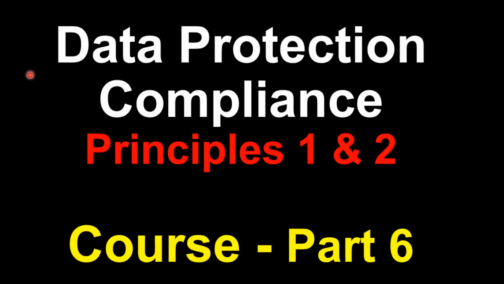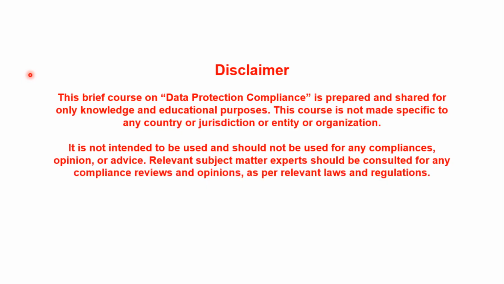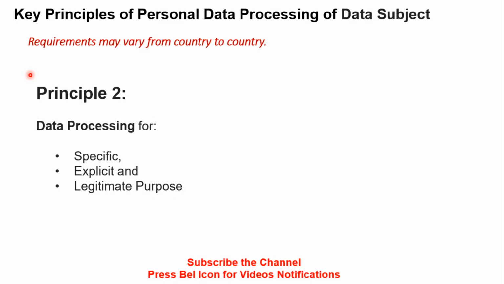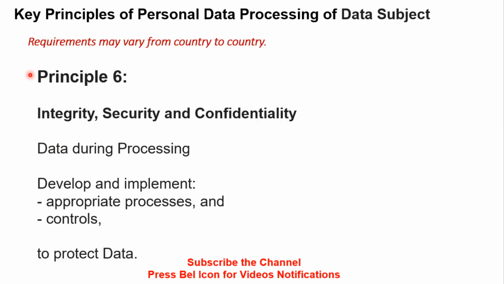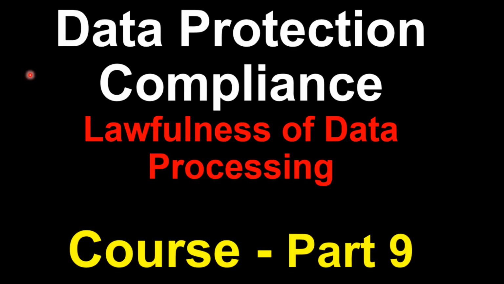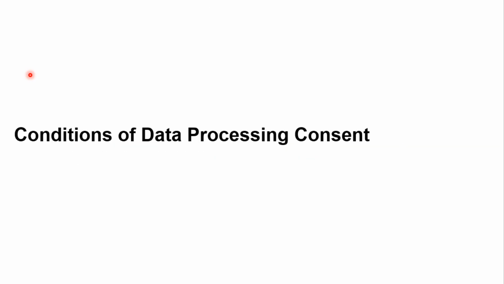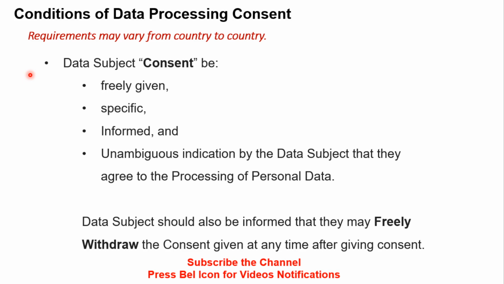Part 5 was related to data processing. Part 6 was related to the key principles. This is very important to know what are the key principles of data processing. We discussed in detail in the previous parts. Then we moved on to the lawfulness of data processing, and we discussed the conditions here. So next we will be discussing different key concepts. So let's move on.